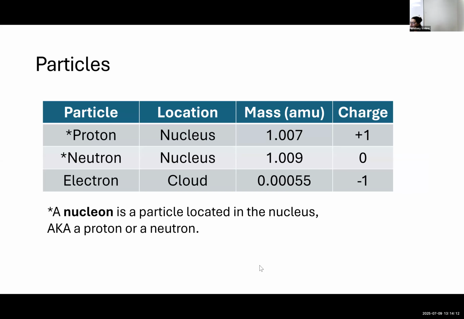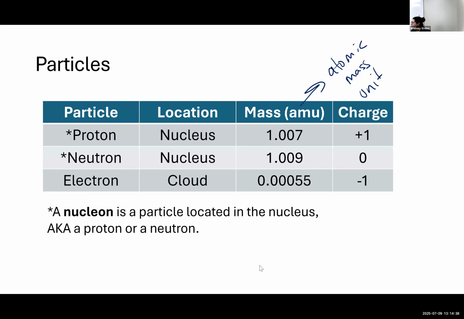Atoms are made up of protons, neutrons, and electrons. Protons go in the nucleus, and they generally have a mass. AMU just represents atomic mass units. Spell it out. And they represent about 1 atomic mass unit. Same thing with the neutron. They're so similar that typically we assume it's the same mass.